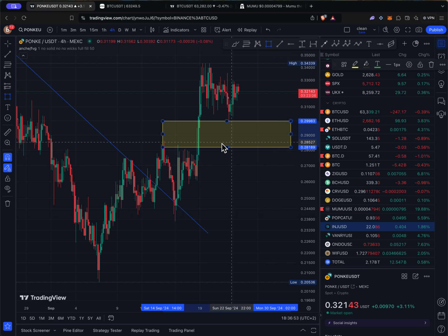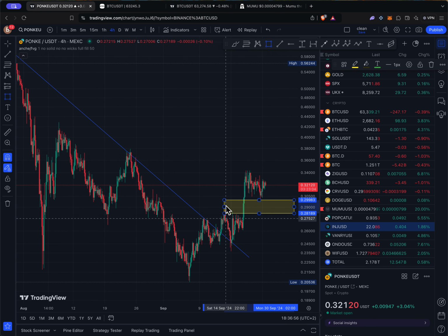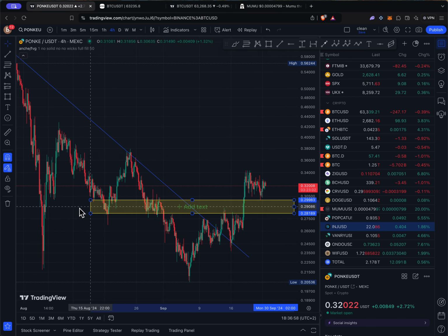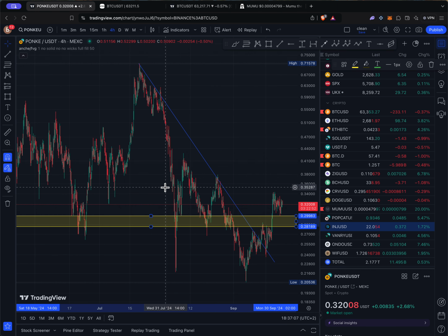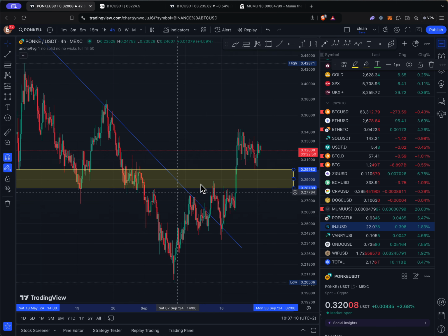Yes, till the fair value gap. That also, I'm pretty sure, has confluence with previous order blocks. Look how nice this is. Exactly the order blocks. So if you're trying to get into Ponke, I would place multiple bids under this week. All this zone. So the 0.3, 0.28 could be a nice accumulation zone.